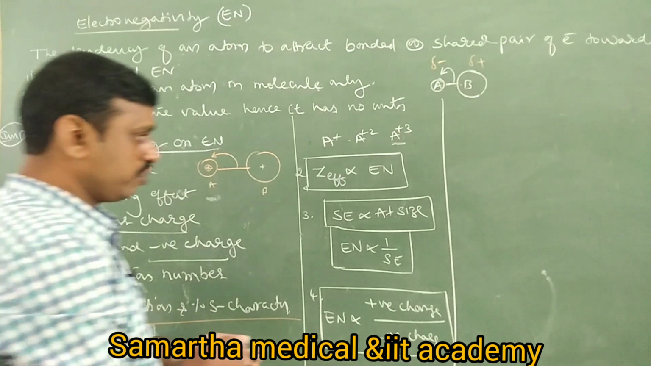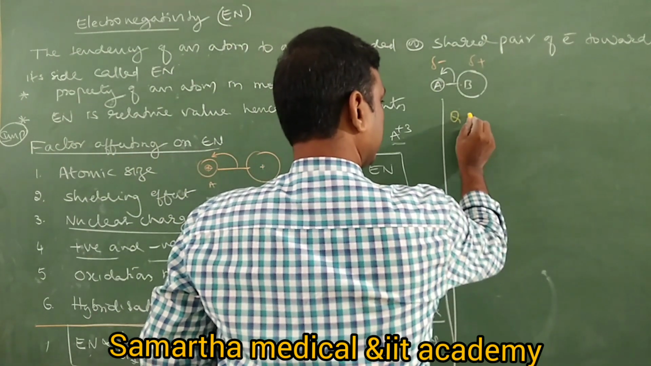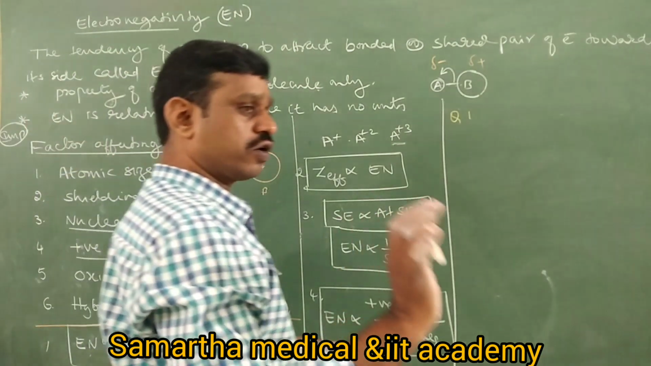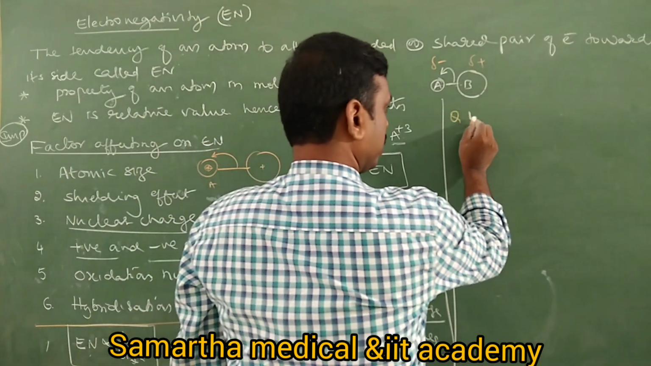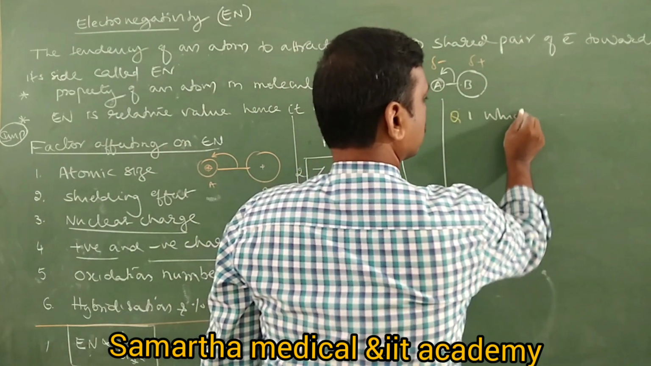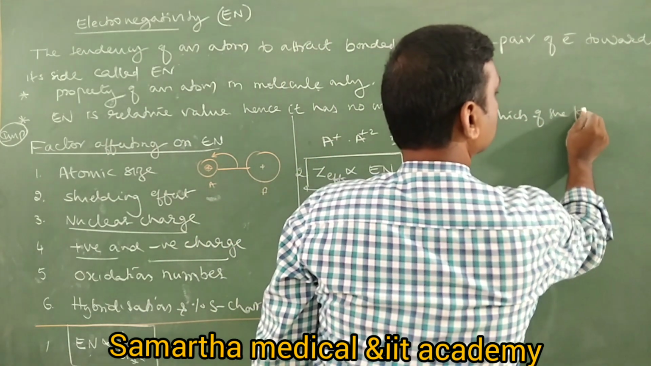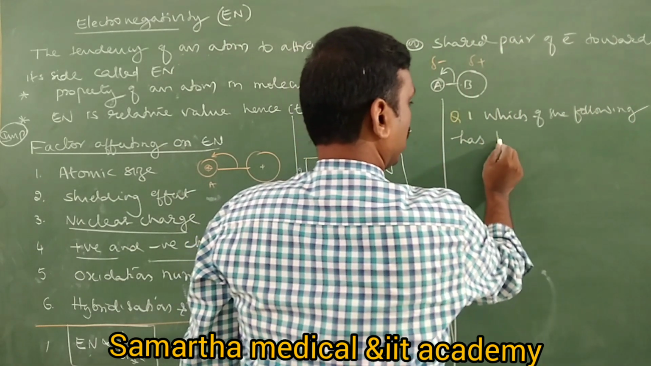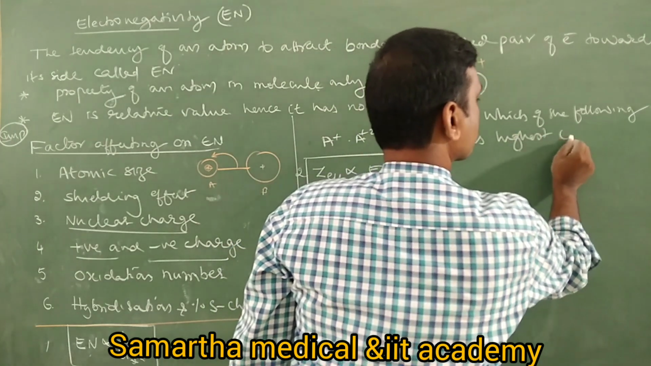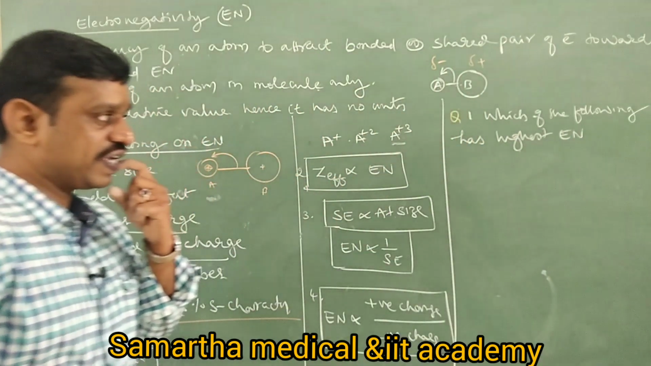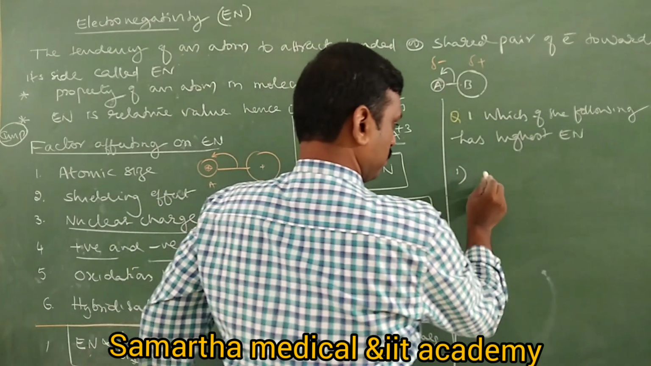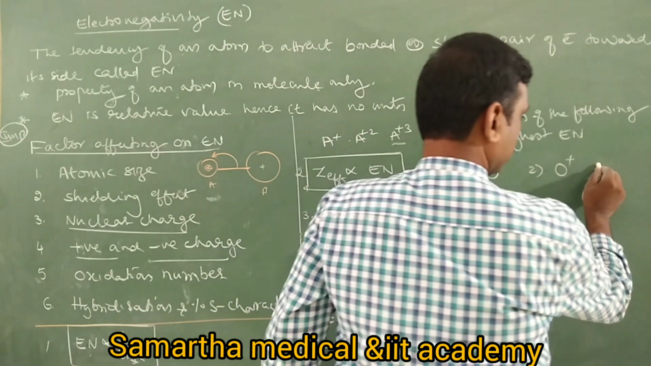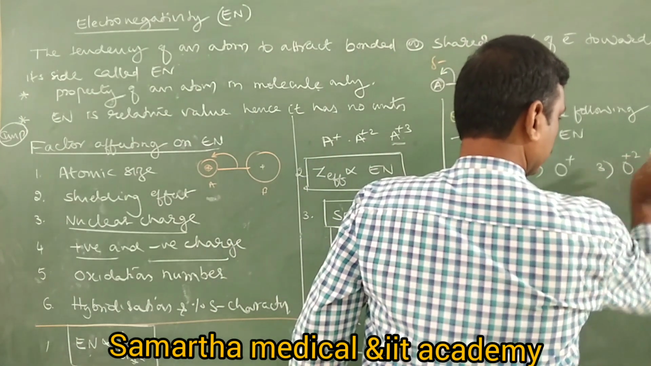Okay, here I want to give one or two questions. The question is like this: take down, which of the following has the highest electronegativity? First option is O+, O+2.